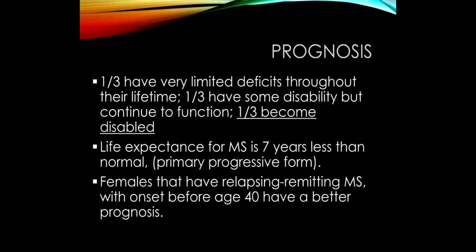All right, so again, I think a lot of the data about prognosis is based on information prior to a lot of our newer effective therapies. But what we have usually said as a general rule is that a third of patients have limited deficits throughout their lifetime, a third have some disability but continue to function, and a third become disabled.